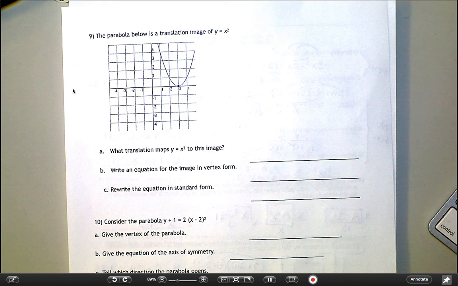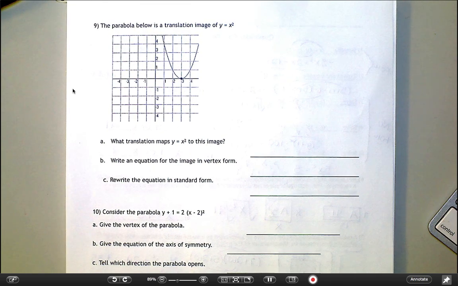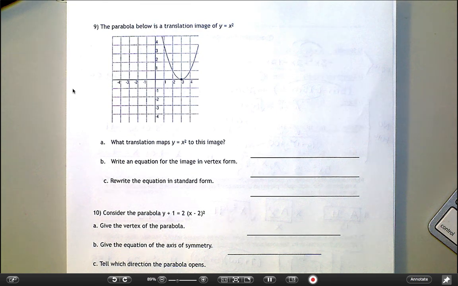Hi everyone. So this is the back side of the Quadratics quiz review. This is really just questions 9 and 10 here. So this first question, number 9, this one is throwing some people off, even though I know that you had a problem just like that on the homework assignment for 6-3.